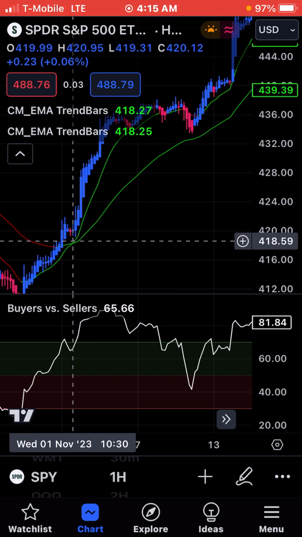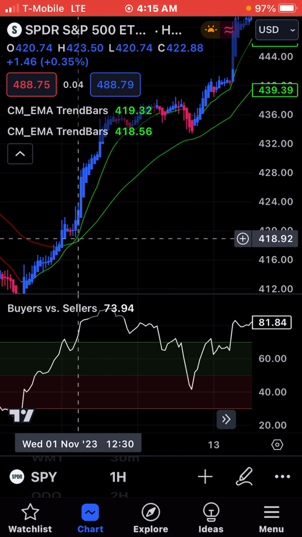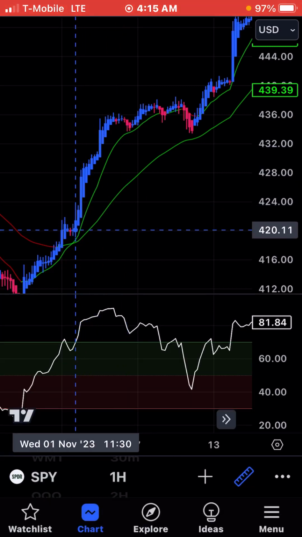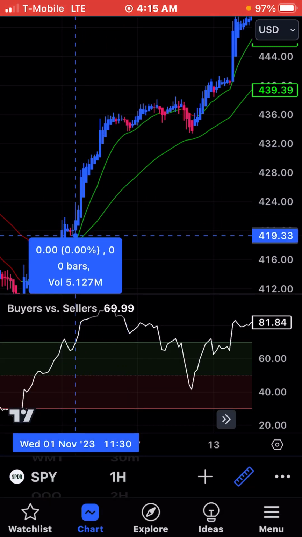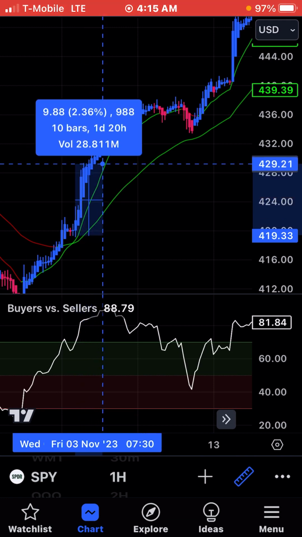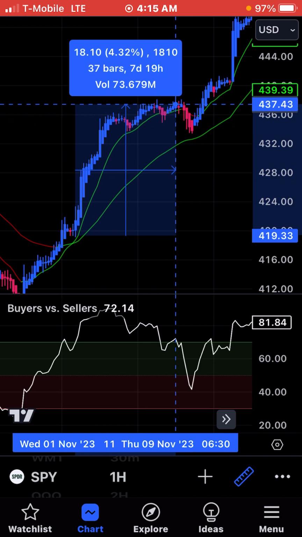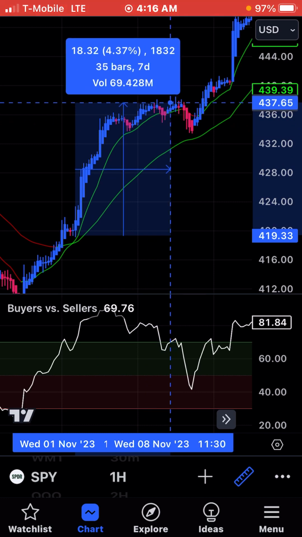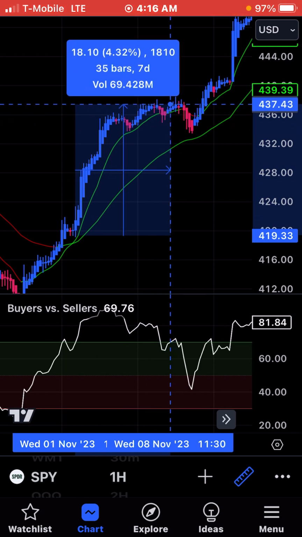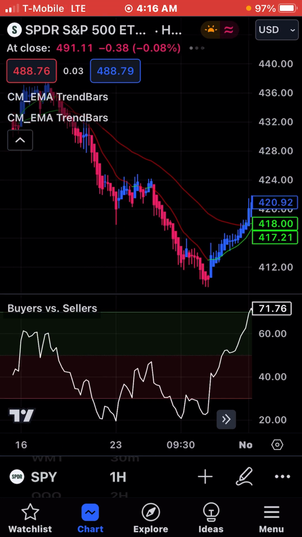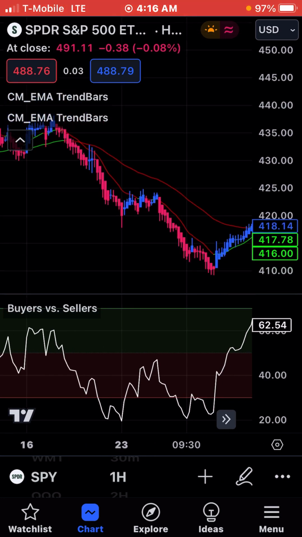This is November 1st. And let's just highlight this. We could just look at our buyers versus sellers, and the moment it goes into the red zone, we can get out. But this is 7 days right here, so this is a week contract. This is a $18 difference in price, so this is almost a $2,000 move. So let's just do this one more time with SPY, and then we'll look at some other stocks.